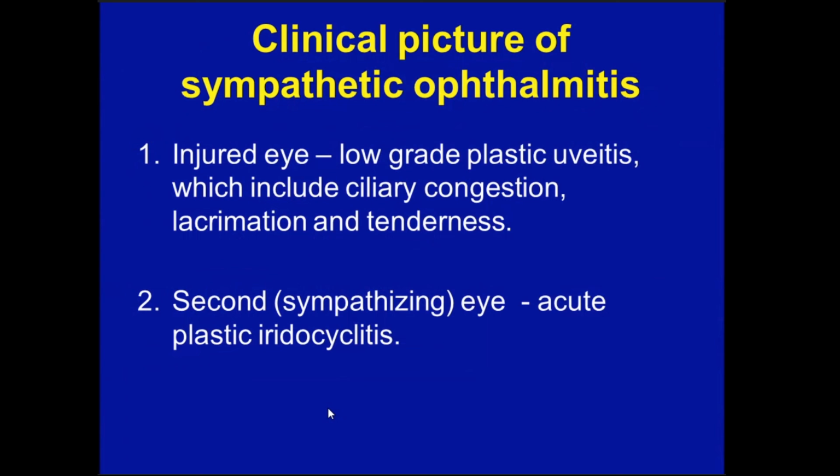And the clinical picture of sympathetic ophthalmitis. As for the injured eye, low-grade plastic uveitis, which includes ciliary congestion, lacrimation, and tenderness. And the second eye, the sympathizing eye, the normal eye which was normal, we see acute plastic iritis.